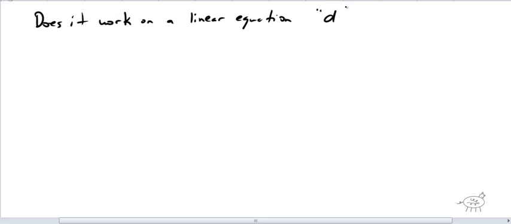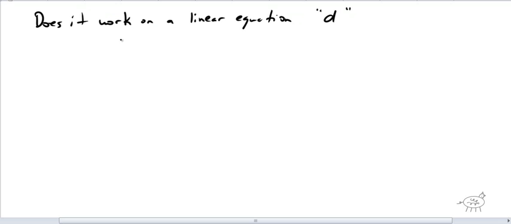Let's just test to see if it works on a linear equation. All right, so that's my question here: does it work on a linear equation? And basically a linear equation is, if you remember, it's just d, right?